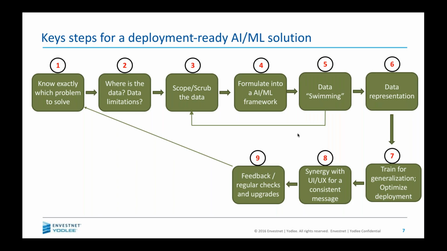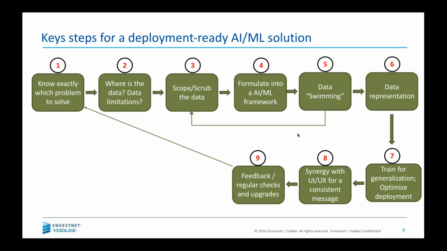The fifth step is swimming through the data, and this is a terminology that we've termed in Yodlee. What this essentially means is just looking at the data from different angles, formulating some hypothesis, going back, creating more slices of data, passing it through step 4 of the AI/ML framework, and maybe changing the framework itself. And that, like you see here, is an iterative process. The sixth step is representing this data so that the machine can consume it.